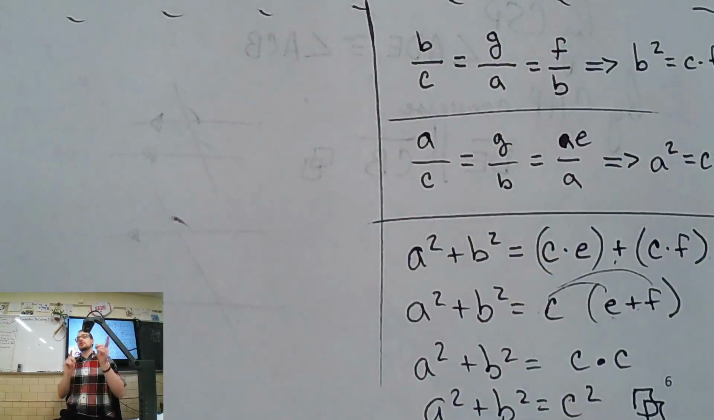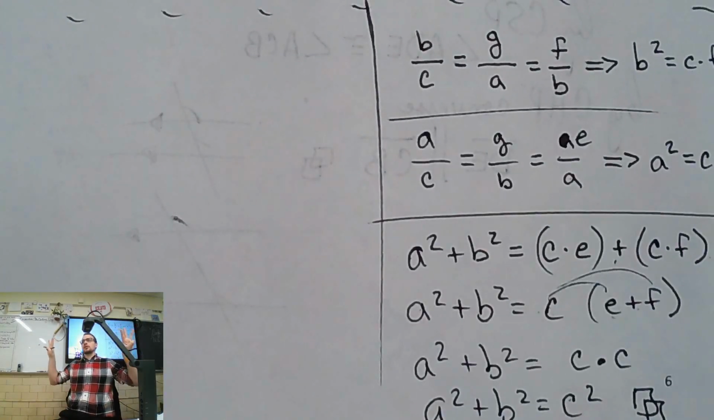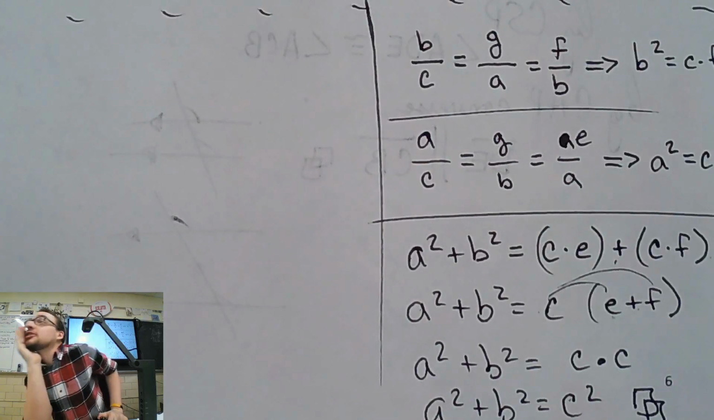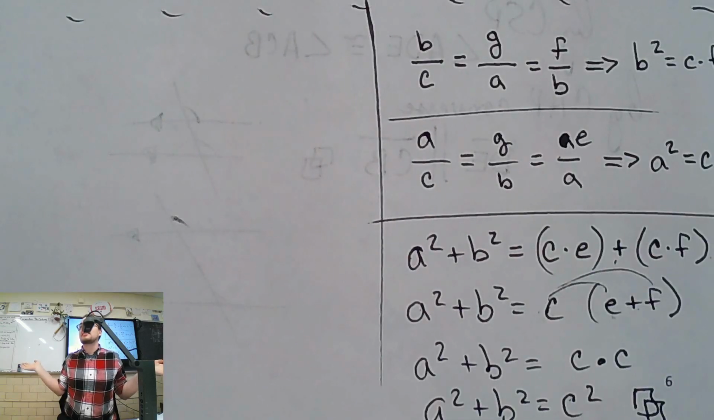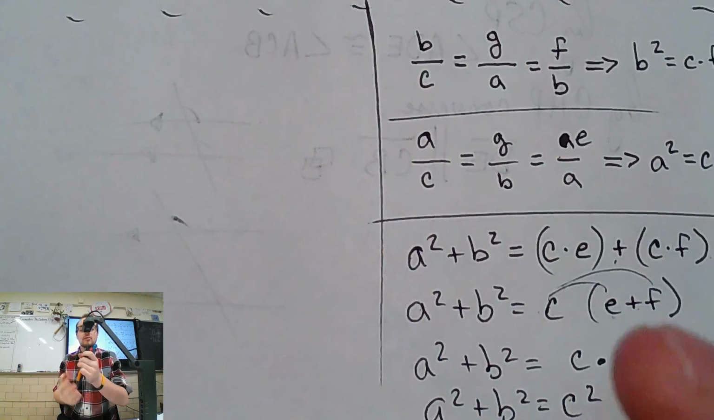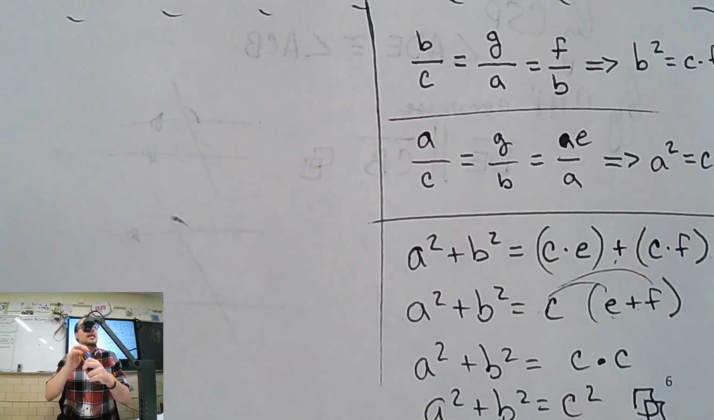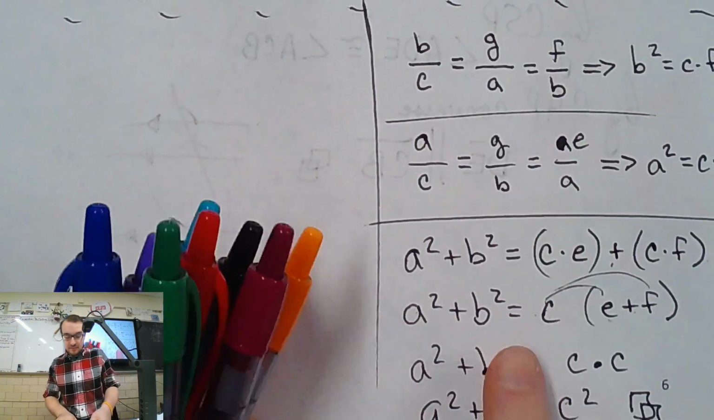FOIL's dumb because it says first, outer, inner, last. But what happens if you have three terms? There's no first, outer, inner, last. You're just distributing. That's all you're doing. There's no need for another name for it. Why make it more confusing for students when you can say, hey, you know distribution? It's the same thing.